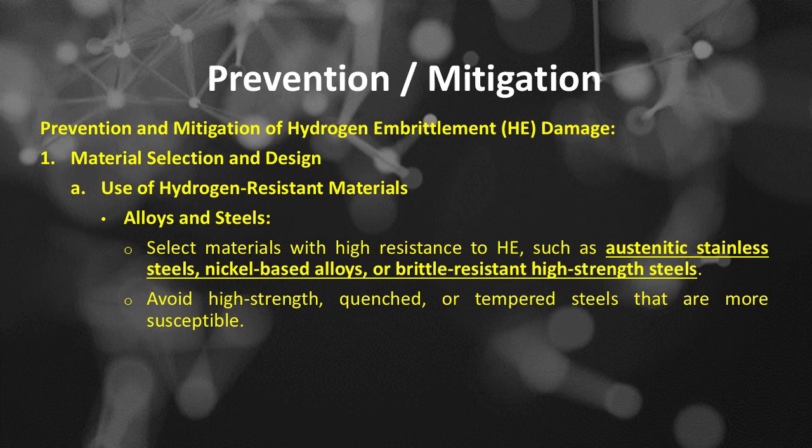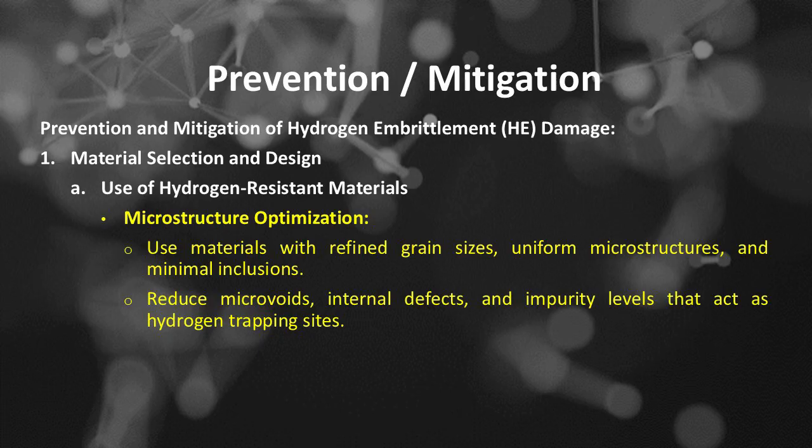Prevention and mitigation of hydrogen embrittlement or HE damage includes, number 1, material selection and design, includes, number A, use of hydrogen-resistant materials. For the first example, alloys and steels: select materials with high resistance to HE, such as austenitic stainless steels, nickel-based alloys, or embrittlement-resistant high-strength steels. Avoid high-strength, quenched, or tempered steels that are more susceptible. For the second example, microstructure optimization: use materials with refined grain sizes, uniform microstructures, and minimal inclusions. Reduce microvoids, internal defects, and impurity levels that act as hydrogen trapping sites.